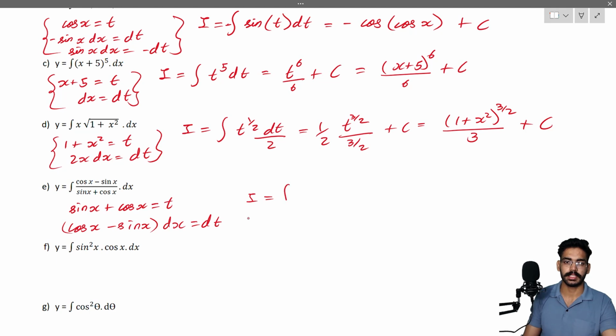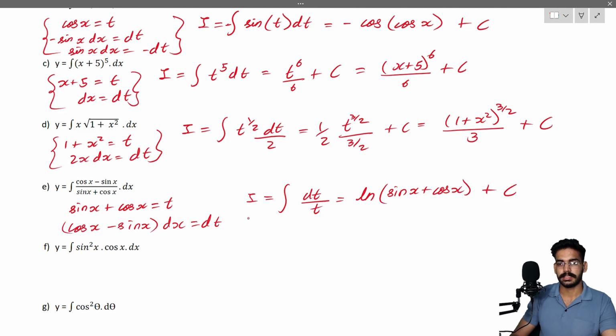I is equal to the integration of, you can say, above it is dt and divided by t. So 1 by t integration we know is ln t. So ln of t, what is t? Sin x plus cos x. So ln of (sin x plus cos x) plus c is there. Okay, so this is your integration.